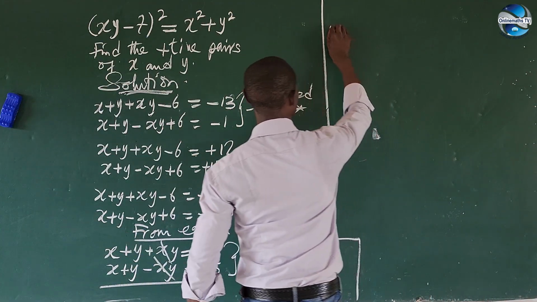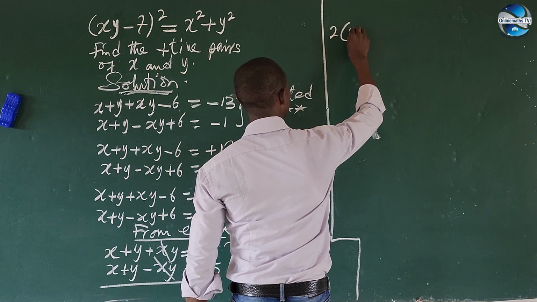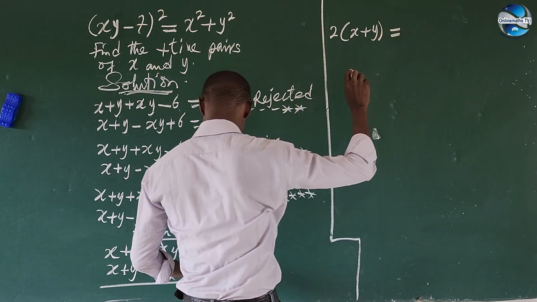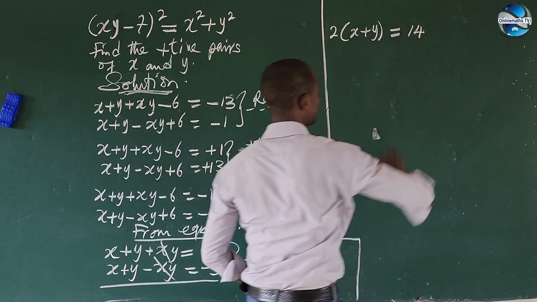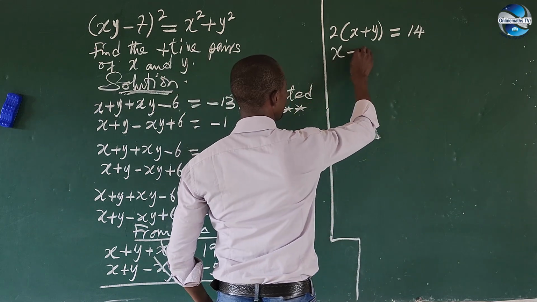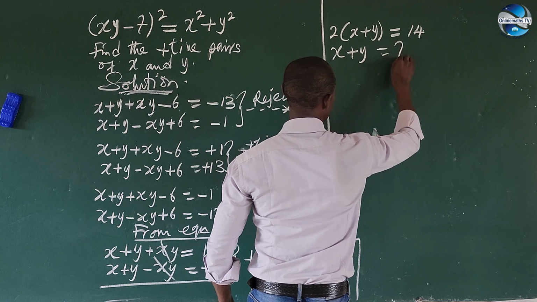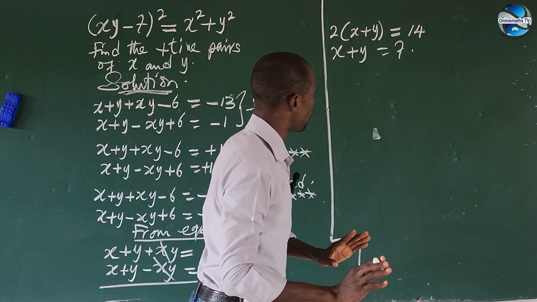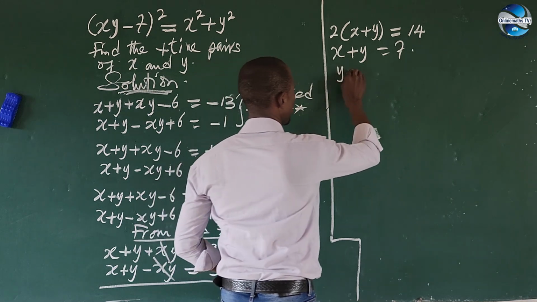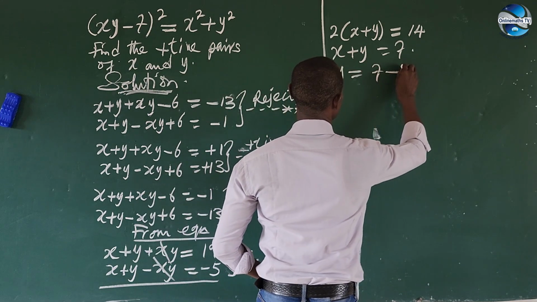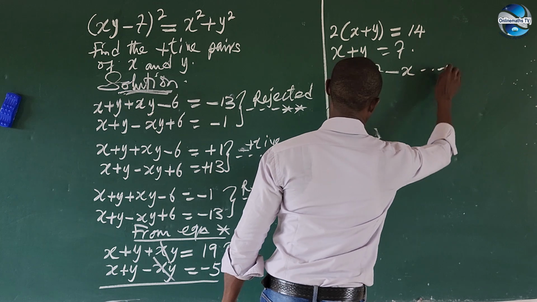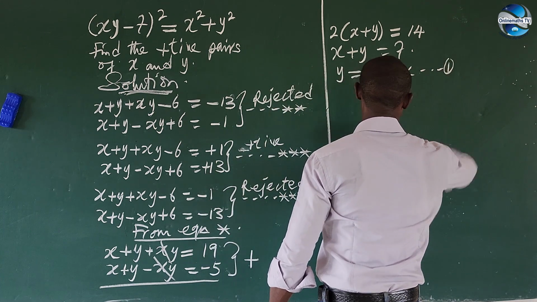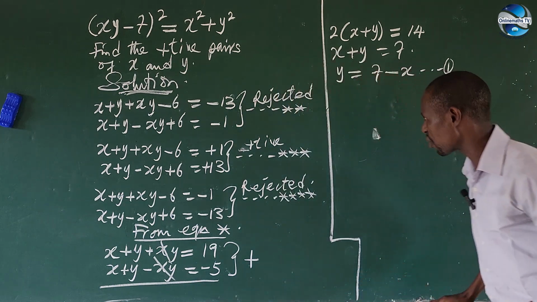So this automatically will give us bracket 2 bracket x plus y close bracket. This is equal to 14. So divide through by 2, so we have here x plus y is equal to 7. So from here, we want to make y the subject of the formula. So we have here y will now be equal to 7 minus our x here. So let's give this equation 1, because we've not had equation 1 before now.